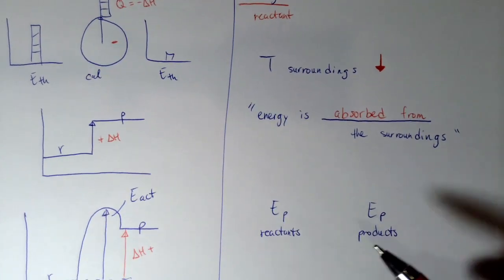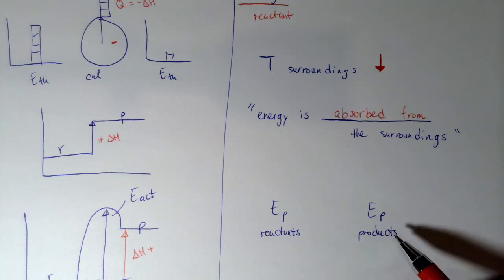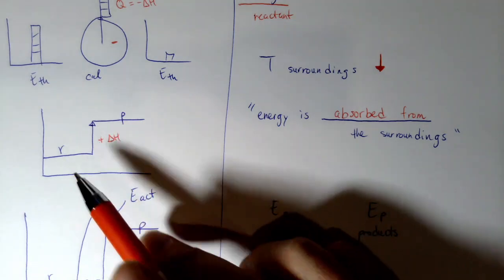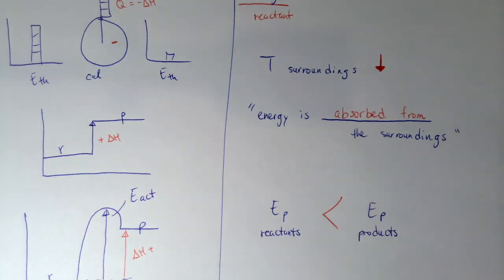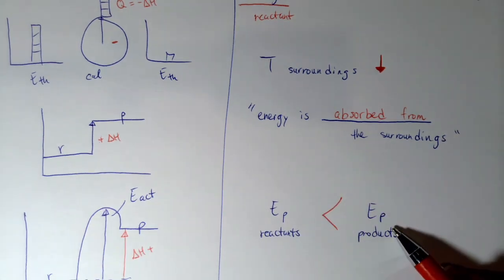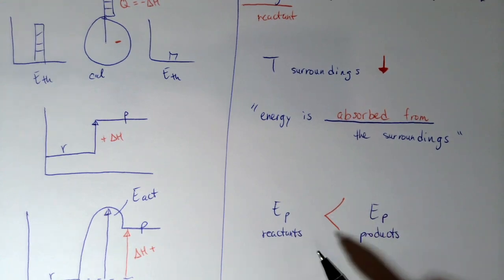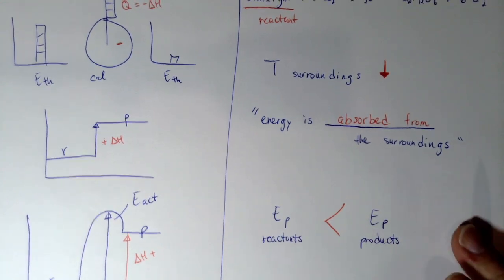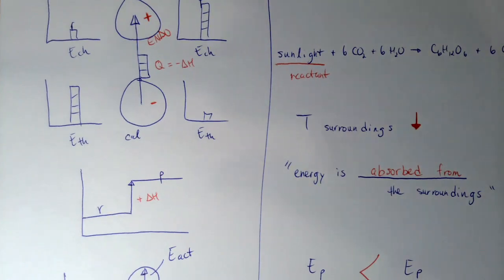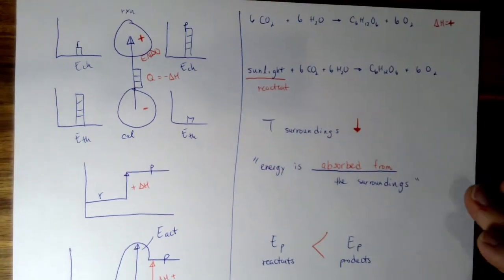And then finally, how does the potential energy of the reactants compare to the potential energy of the products? Well, you can see the products are high and the reactants are low. So the potential energy of the products is greater than the potential energy of the reactants, or reactants are less than products. Okay, so there is our summary of the two.